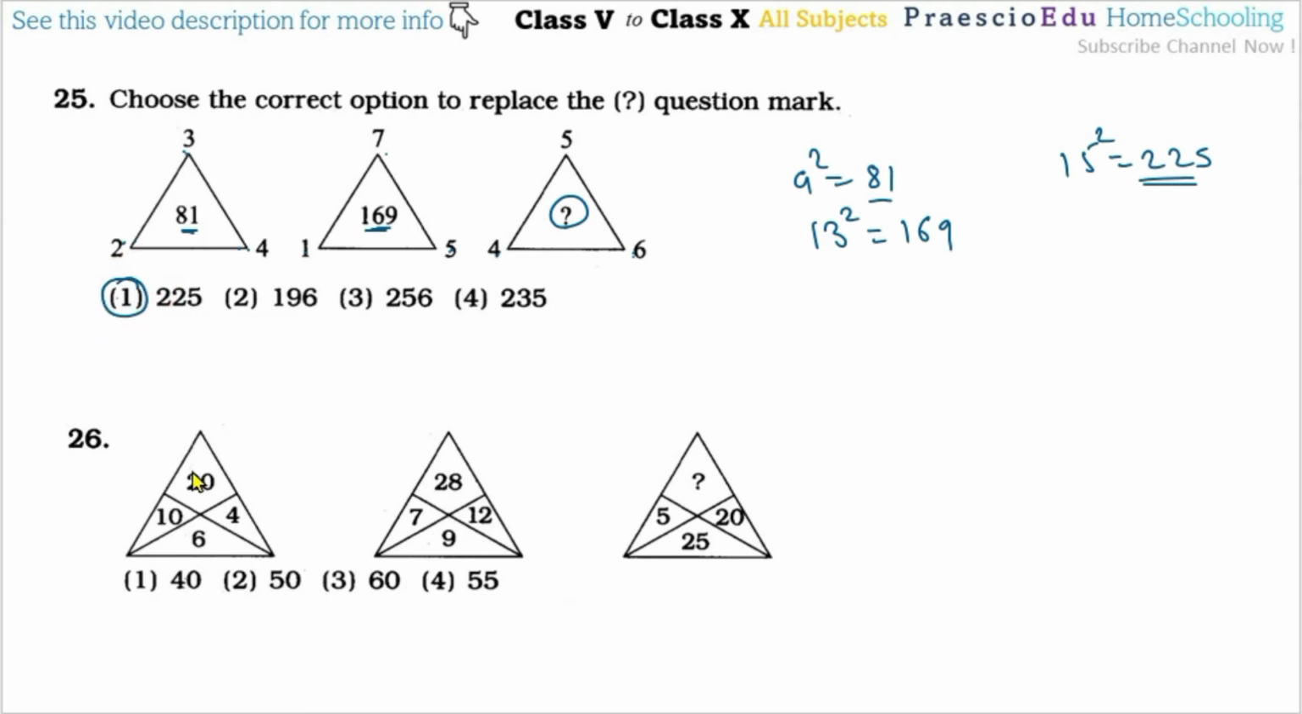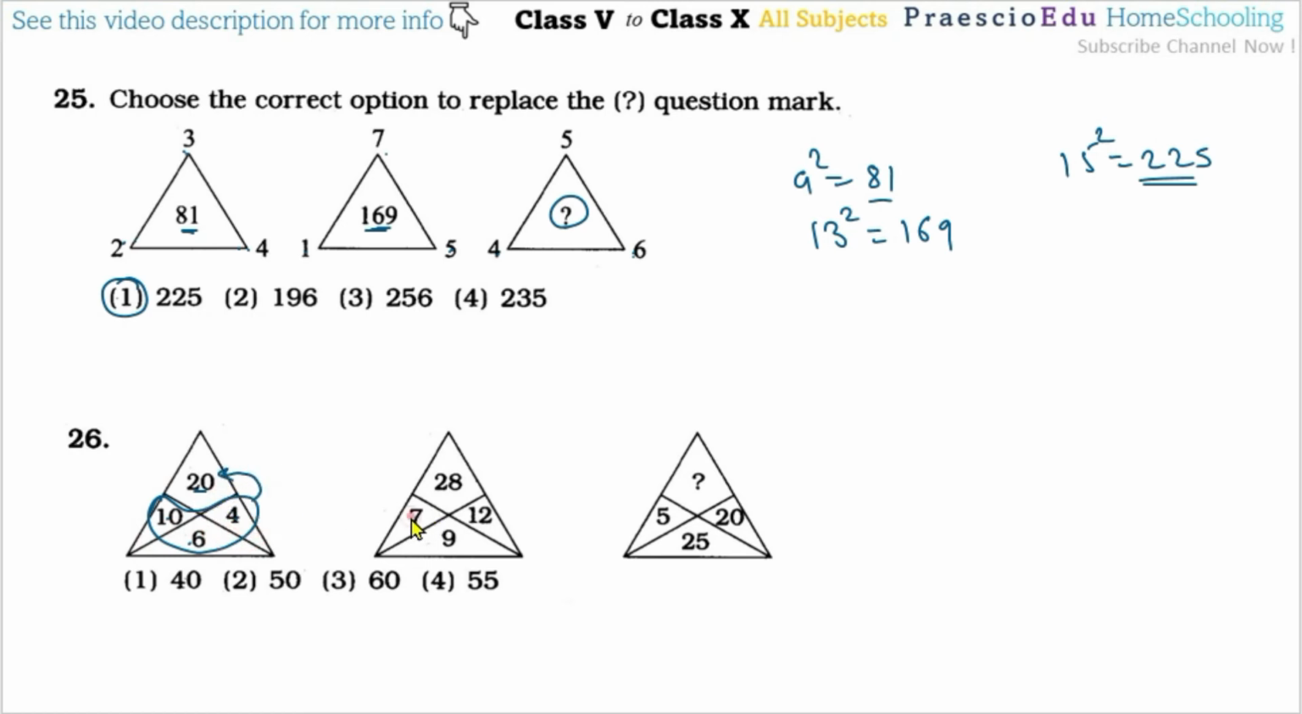So question number 26, inside the triangle there are three numbers toward the bottom side, this 10 plus 6 plus this 4. If you make the additions of this one, we are getting the top number, 10 plus this 6 plus 4, that is 20, and 20 is present at the top one.